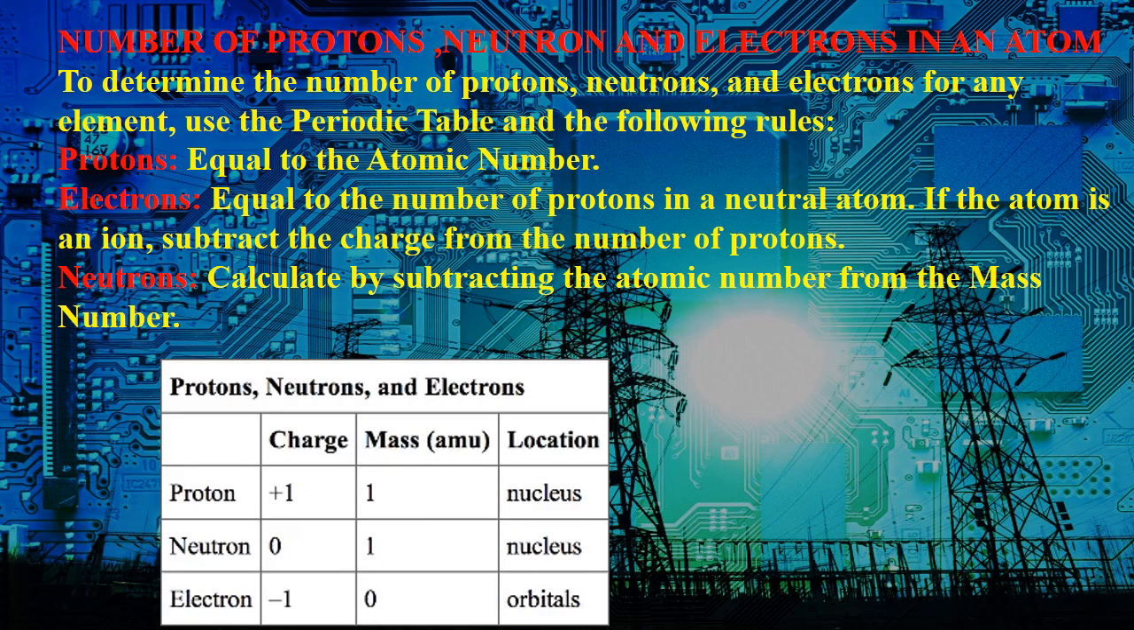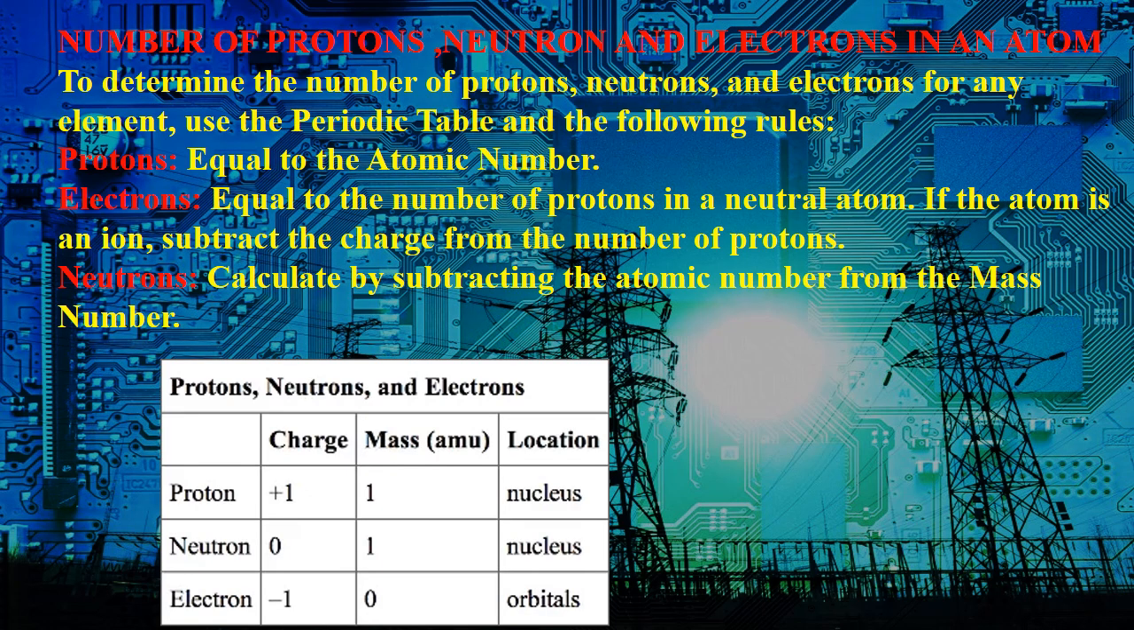The number of electrons is equal to the number of protons in a neutral atom. When an atom is neutral and stable, the number of protons and electrons are equal. Like in the previous slide, for a stable carbon-12 atom, the number of protons is 6 and the number of electrons is 6. If an atom loses or gains electrons, it becomes an ion. Subtract the charge from the number of protons.